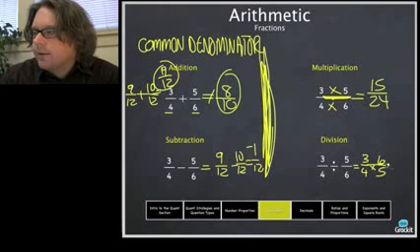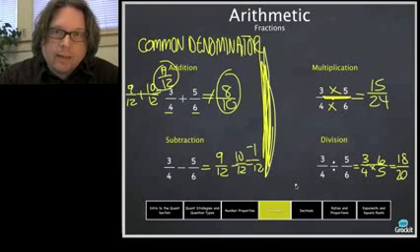And then you just multiply across. 3 times 6 equals 18, 4 times 5 is 20. That's how you do those.